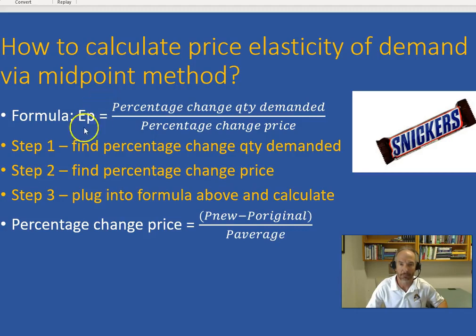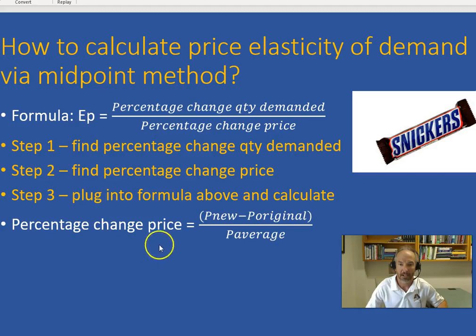So here are the 3 steps you need to calculate the price elasticity of demand using this midpoint technique. First step is to calculate the percentage change in quantity demanded using the midpoint. Second step, find the percentage change in price, again using the midpoint. Step 3 is plug both of these percentage changes you've calculated into the formula above.